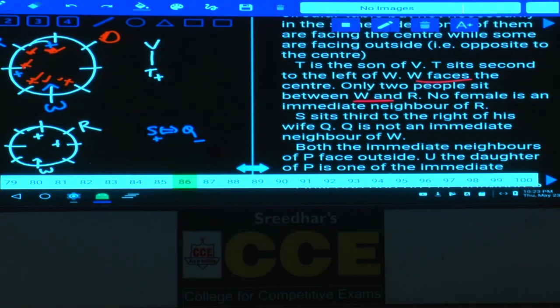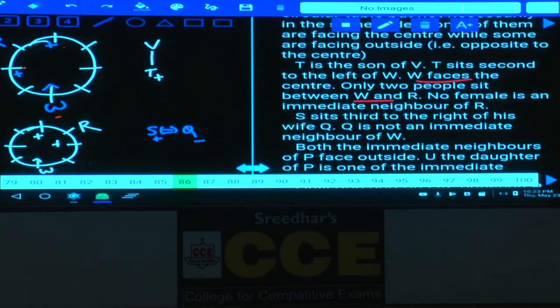If Q is here, then S sits to the right of Q. Now Q is facing towards the center or away from the center. S must be either in the place of T or in the place of W, which is not possible. Hence Q cannot be in any one of these places. Then what is the only place left for Q? Q must be opposite to T only.